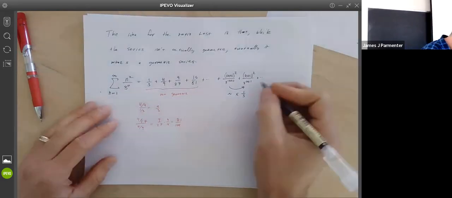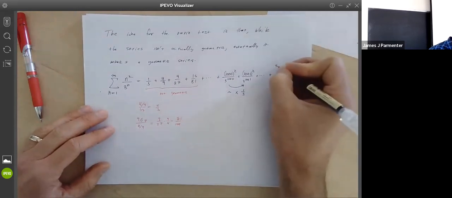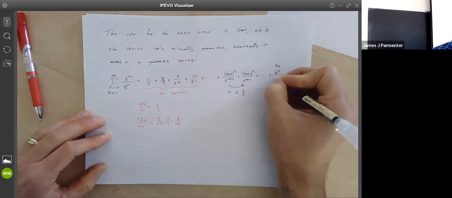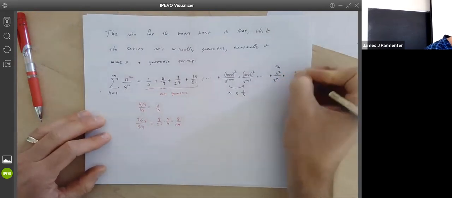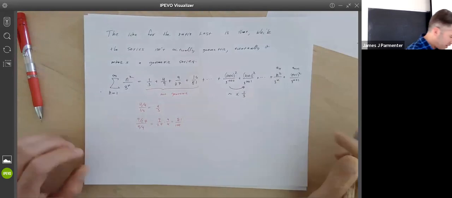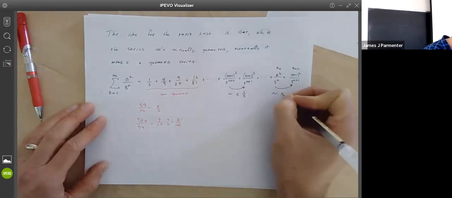And if you go way, way even further out to the a sub n term, which is going to be n squared over 3 to the n, and the a sub n plus 1 term, which is n plus 1 squared over 3 to the n plus 1, we have the same idea. From here to here, we're essentially multiplying by 1/3.